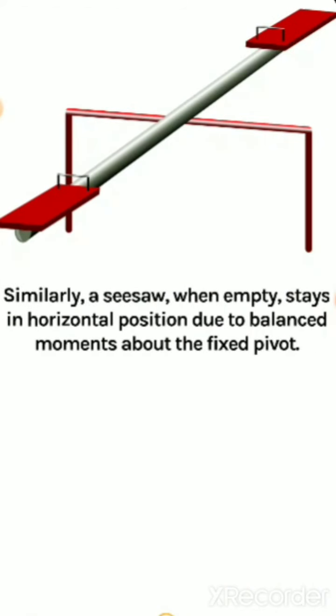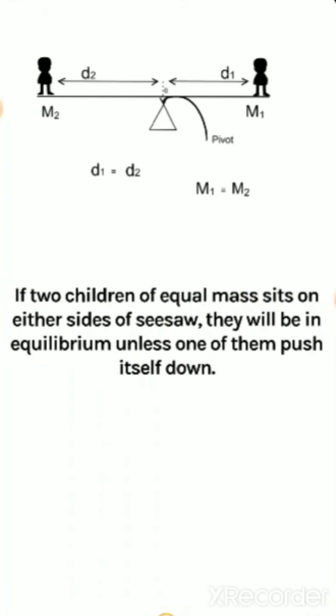Similarly, a seesaw when empty stays in a horizontal position due to balanced moments about the fixed pivot. If two children of equal mass sit on either side of the seesaw, they will be in equilibrium unless one of them pushes itself down.